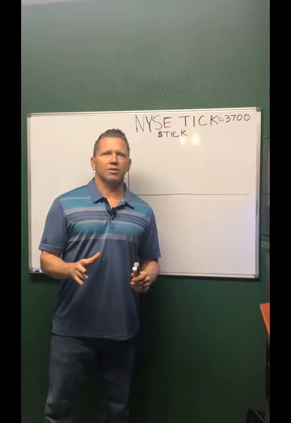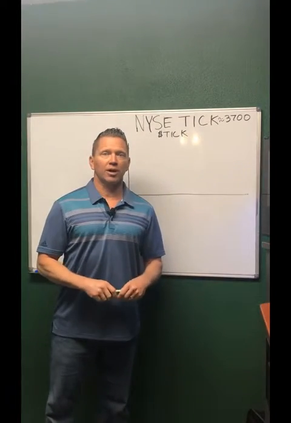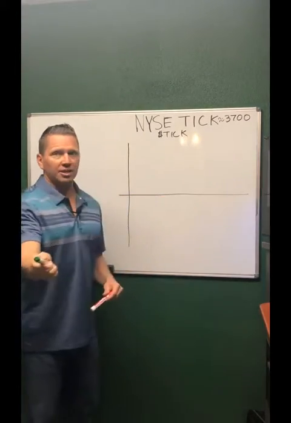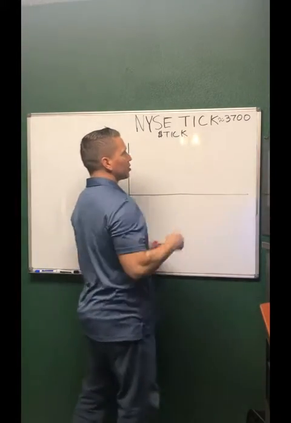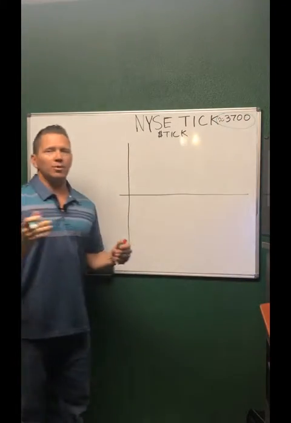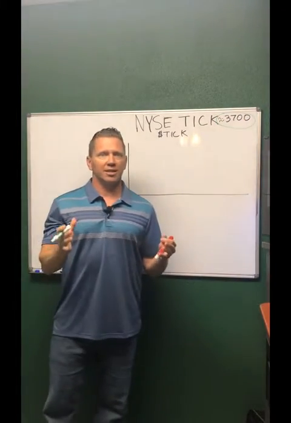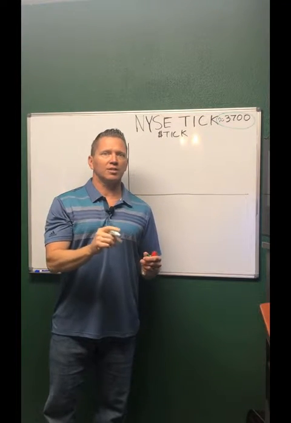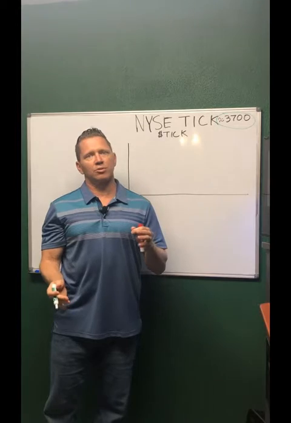Market metrics that I've studied for probably 20 years now is the NYSE TICK. The symbol in a lot of platforms, TradeStation, is $TICK. It's approximately 3,700 stocks on the NYSE. And so what the NYSE TICK does is it tracks instantaneously in real time the number of stocks on the NYSE that are in an uptick minus those that are in a downtick.